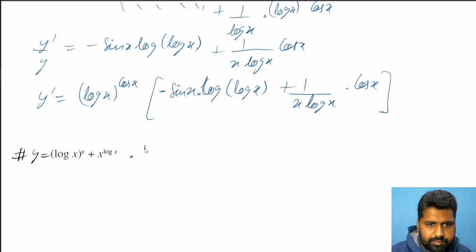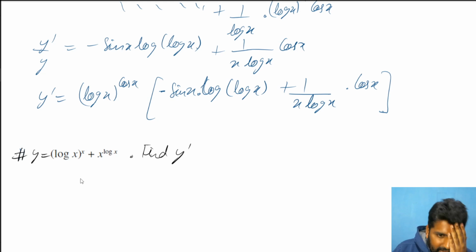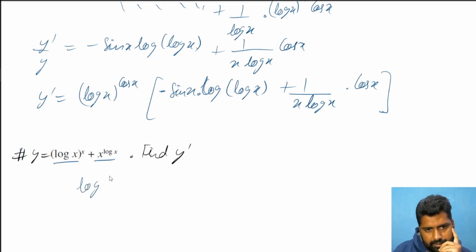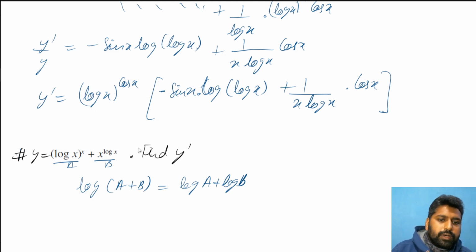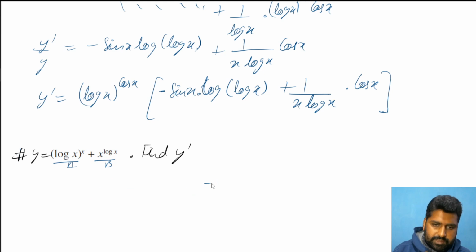y is equal to this. Find y dash. The problem with this is that there is addition going on. So if you take log, let's say this is a, this is b, it will look like log of a plus b. After that you cannot do anything, because there is no such property that log a plus b is log a plus log b, because we know that is the property of log ab. So instead of directly taking log, we'll do this question in 2 steps.